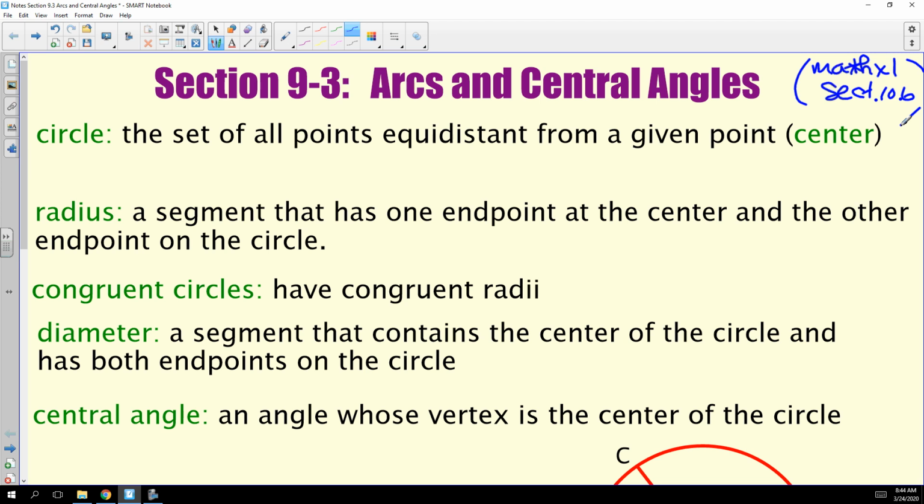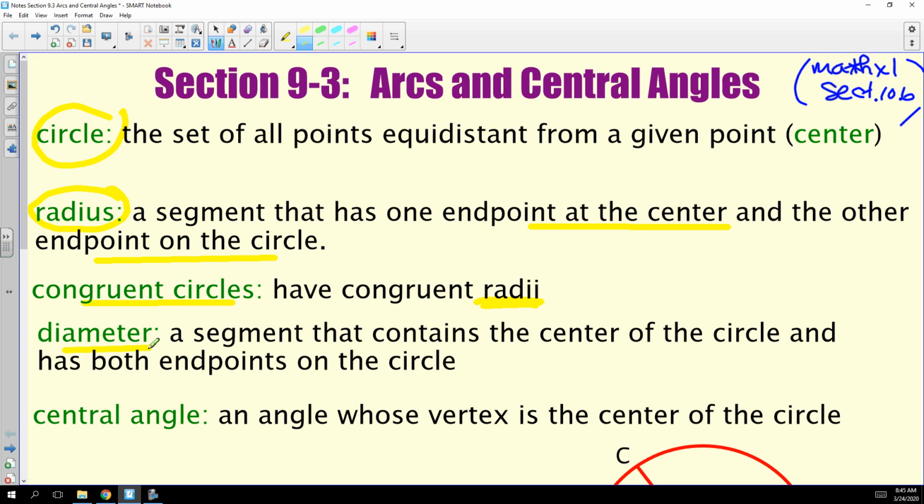So section 9.3 talks about arcs and central angles, other parts of a circle that we want to talk about. If you already looked at the notes for section 9.1, then these definitions are something that you should already have. You should already have this definition of a circle, the set of all points equidistant from a given point. The radius, a segment that starts at the center and has an endpoint on the circle. Congruent circles have congruent radii. Remember, that's plural for radius.